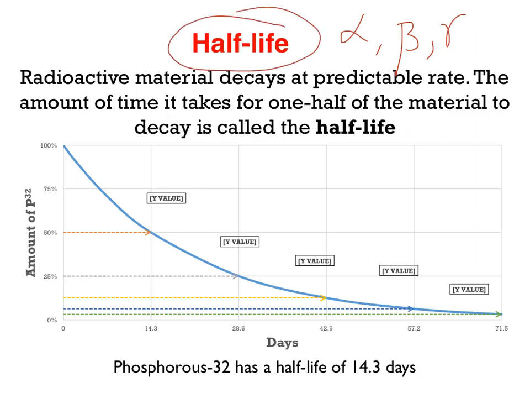Half-life is a measure of these questions. So if you look at this graph, we're talking about the number of days on the x-axis and the amount of phosphorus-32 on the y-axis. So at the beginning of this experiment, there is 100% phosphorus, and then after 14.3 days you have 50% of phosphorus, right? After the next 14.3 days, as in from the initial it's 28.6, you have 25%, right?